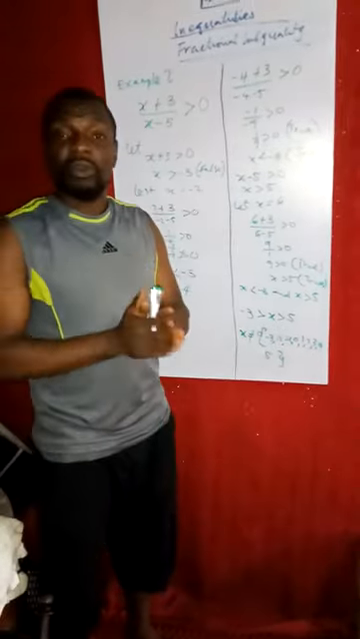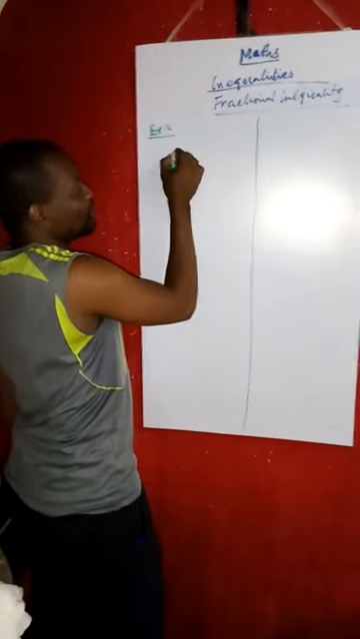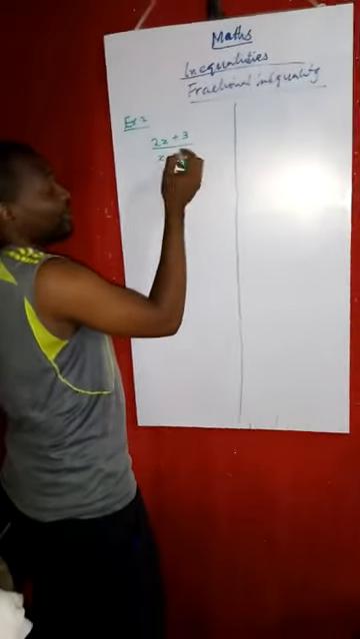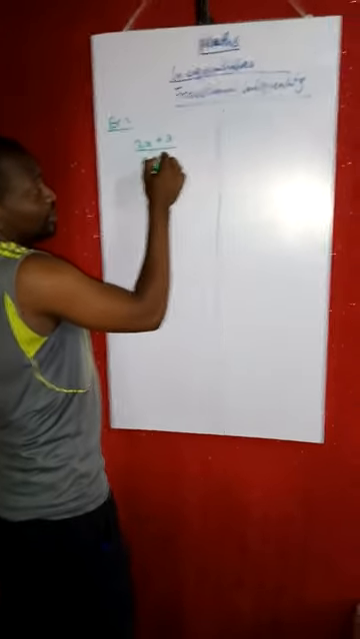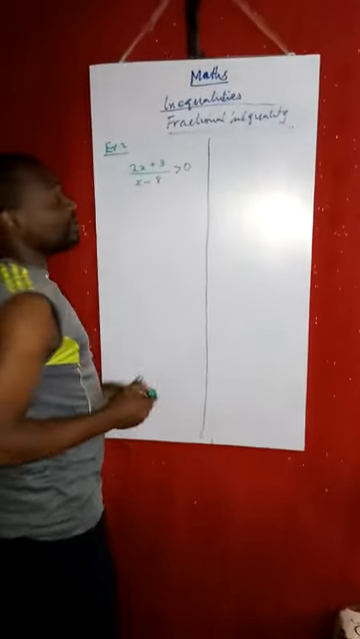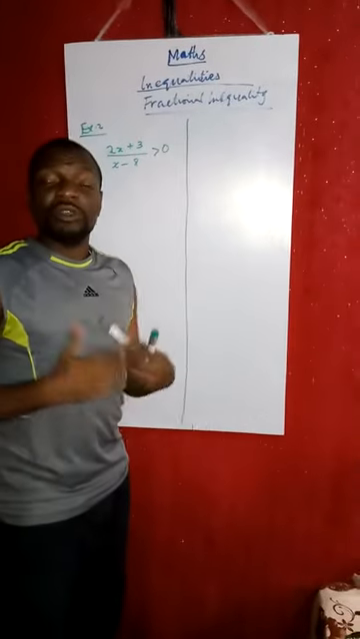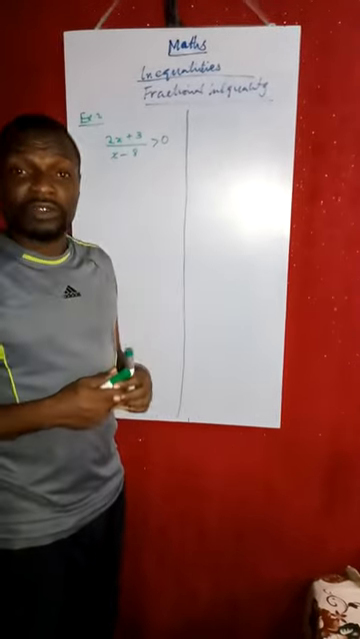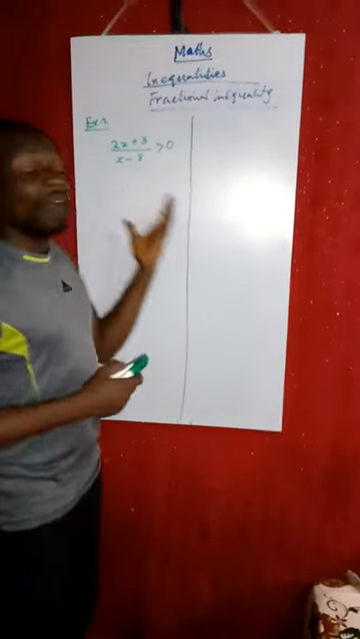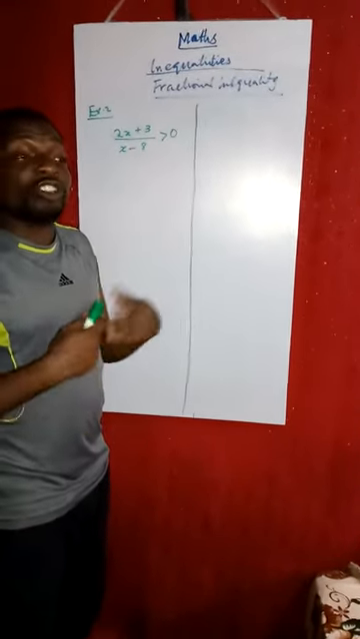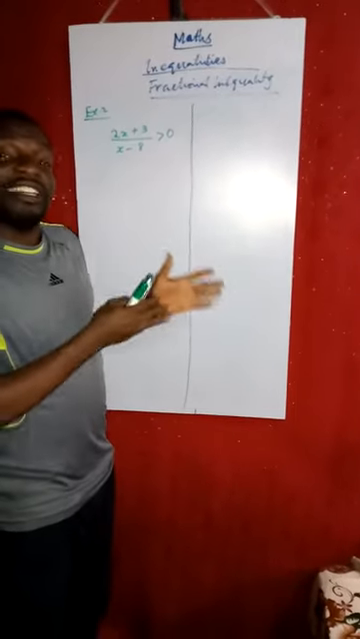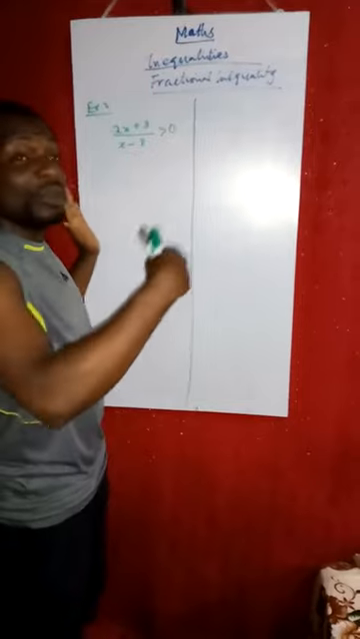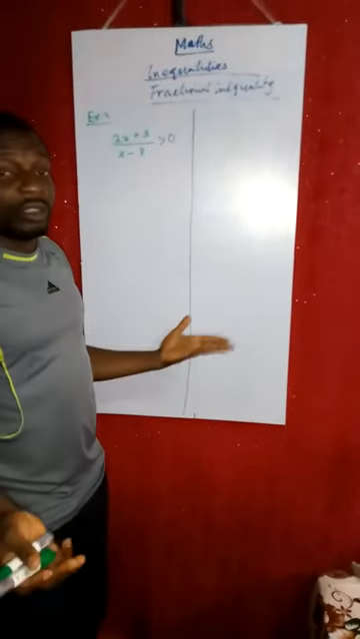Let's pick one more example. Example 2, we should take (2x + 3)/(x - 8) greater than 0. Now here I will use the method I used in my previous video with less than. So you don't have to test it, just solve and put the smallest number to your left and the biggest to your right and use greater than all together.